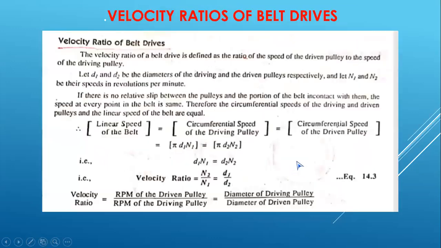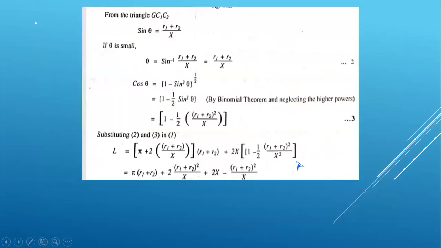And finally, calculate the length of the belt L by using the same equation, pi r1 plus pi r2 plus x1 plus x2, the whole equation multiplied by cos theta. Usually the cos theta is negligible. You can use it or you can neglect the component of theta.